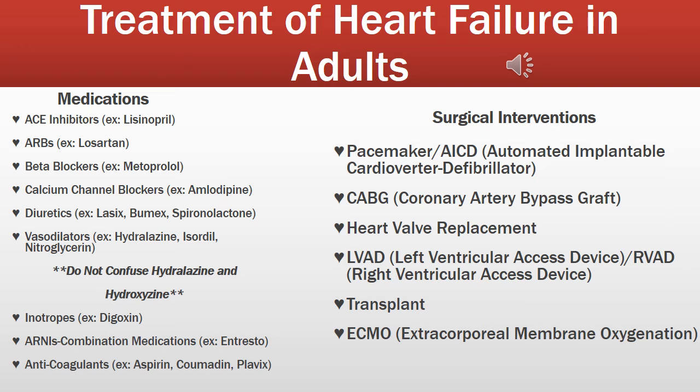Inotropes, such as digoxin, may improve the heart's ability to circulate. Combination medications like Entresto that combine two or more of the groups above are common, and it's very common to see these clients on an anticoagulant such as aspirin or Plavix to prevent clots. If you have a client on any of these medications, be sure to familiarize yourself with common side effects and when you need to contact a physician.